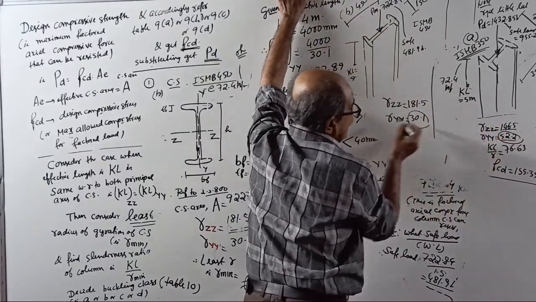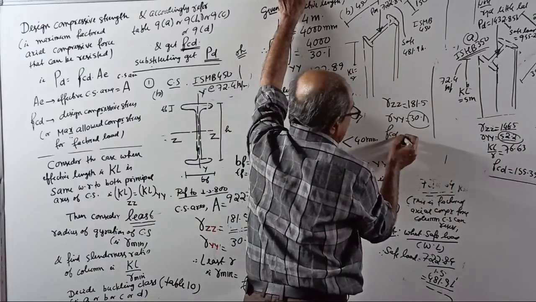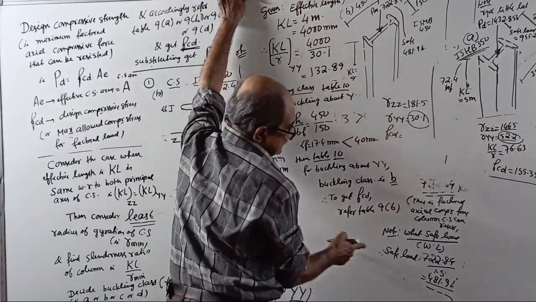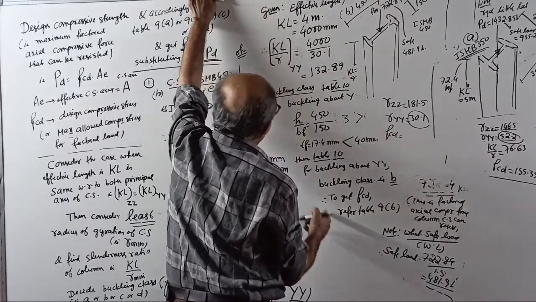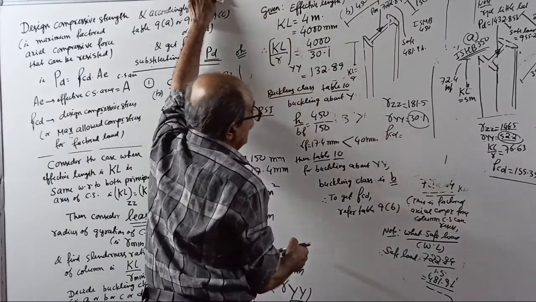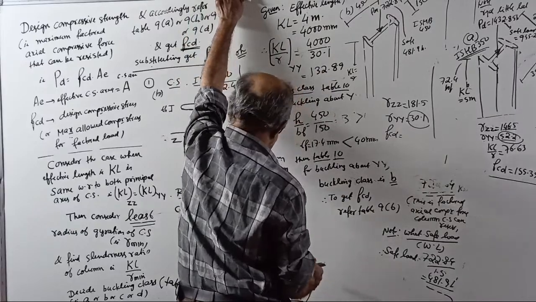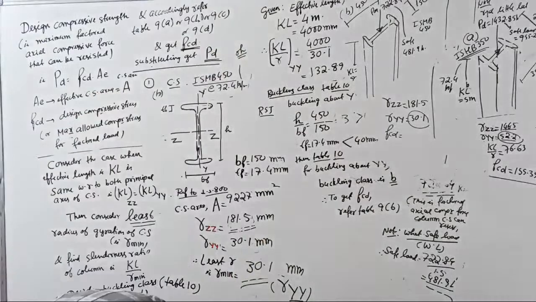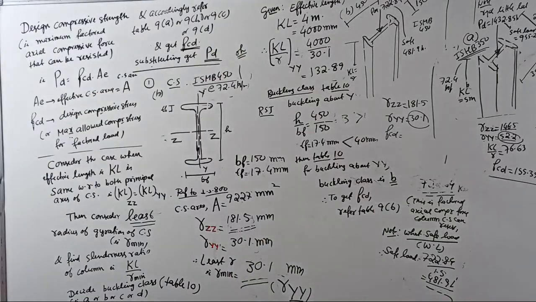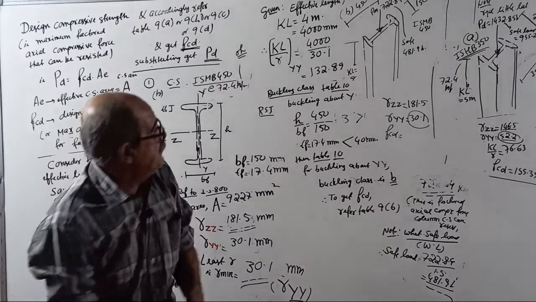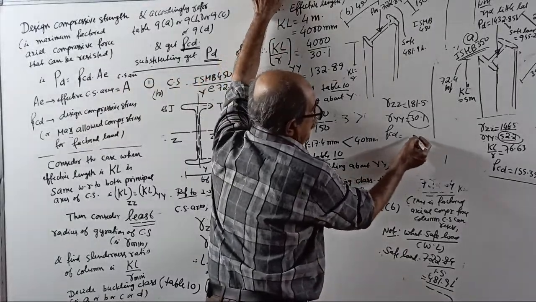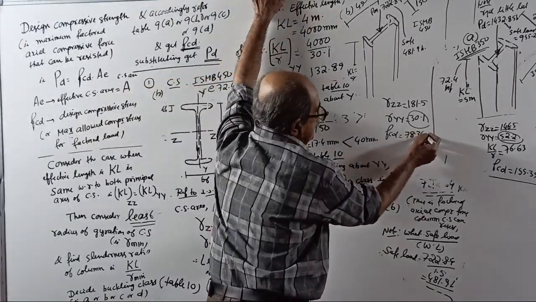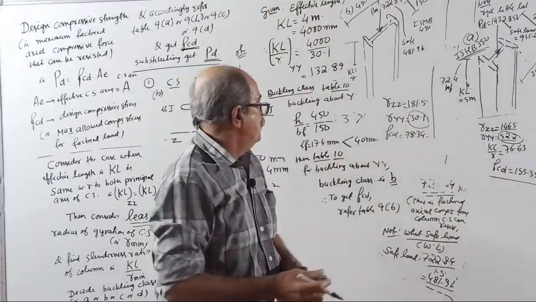Therefore 30 is critical. Here FCD came lesser. How much lesser? What is the FCD value? Anybody can tell? I rubbed it out. What is the FCD you got? 78.34. FCD is 78.34. Okay.